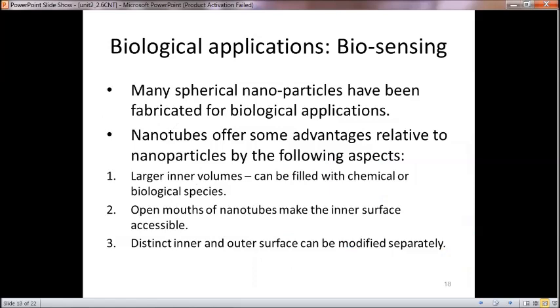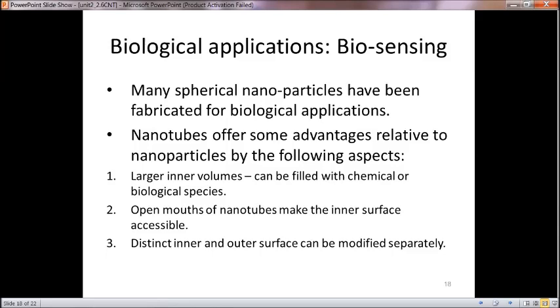As many spherical nanoparticles have been fabricated for biological applications, nanotubes offer some advantages relative to nanoparticles in the following aspects. These carbon nanotubes have larger inner volumes, which can be filled with chemical or biological species, so they are very much used in biosensing. And the open mouths of the nanotubes make the inner surface accessible. The distinct inner and outer surfaces can be modified separately, so it is very useful in biosensing.